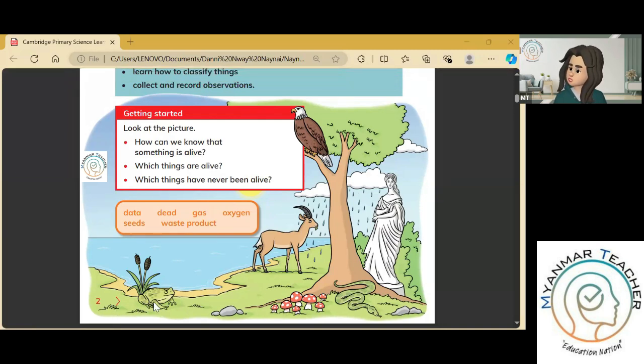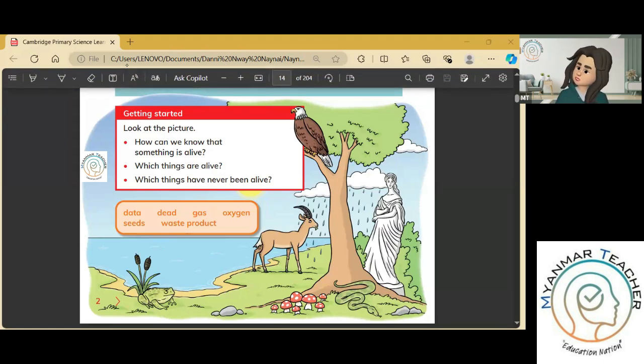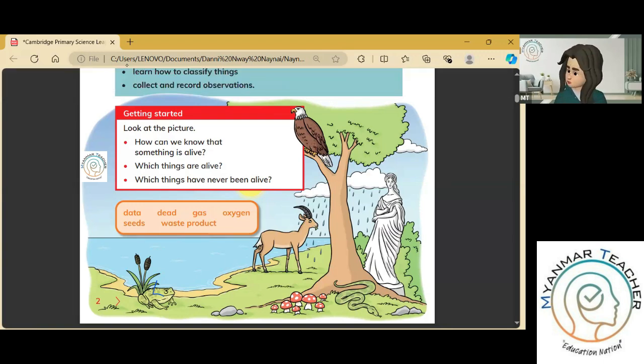We see a frog. A frog is a living thing. So this is living. So a frog is alive. We're going to put an L, alive. Next I see some rocks. They've never been alive. They're an object. They're not a living thing. So we're going to put an NL, not living.